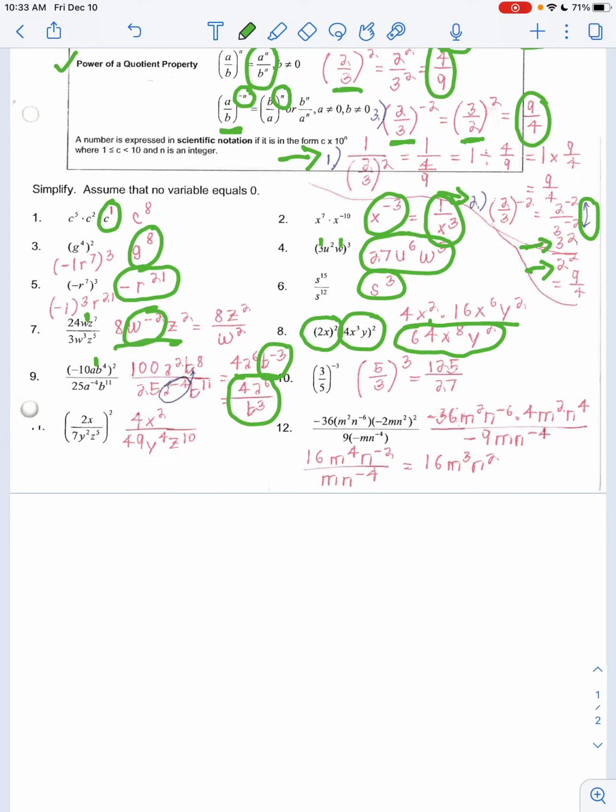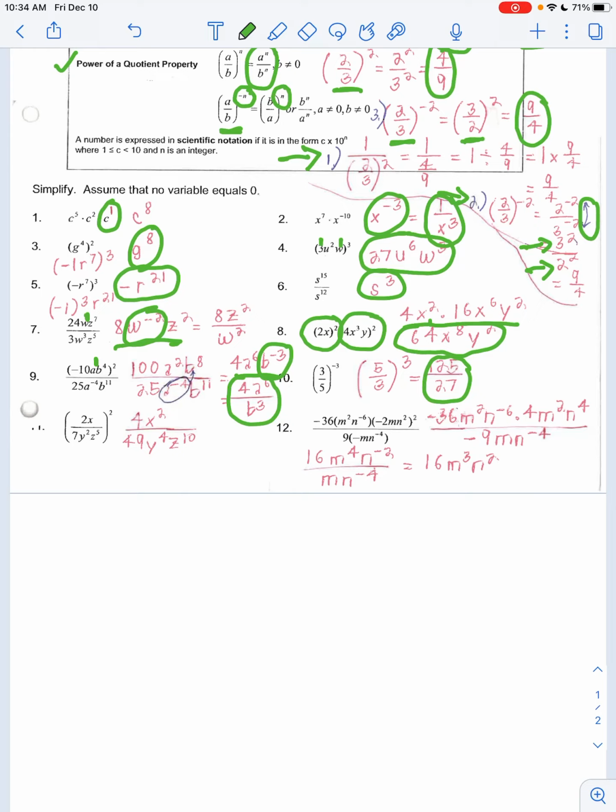Number 10, the reciprocal property is your best option here. Since we have the fraction 3/5 raised to the negative third, I rewrote it as the reciprocal 5/3 raised to the third, and that gave me 125 over 27. I cubed both the numerator and denominator.